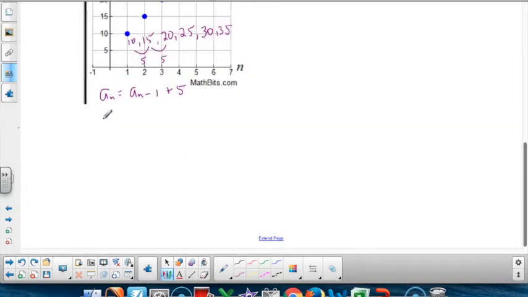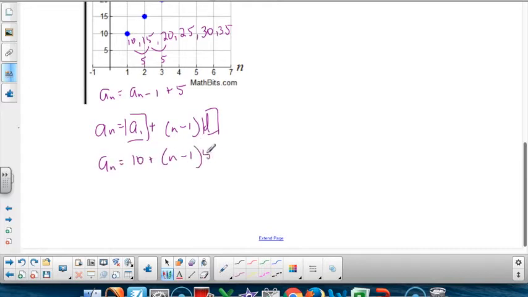To find the explicit, remember I've got to plug in a bit more stuff. I'm going to have something plugged in for my first term and my common difference. Well, my first term is 10. That's that first line right there. And then my common difference, we've already said, is 5.